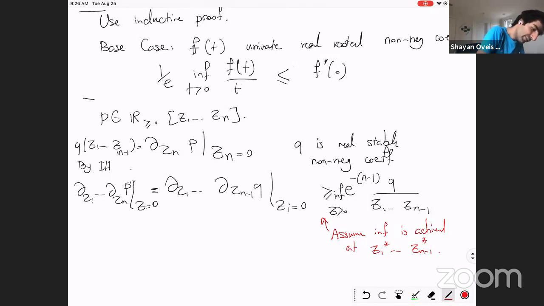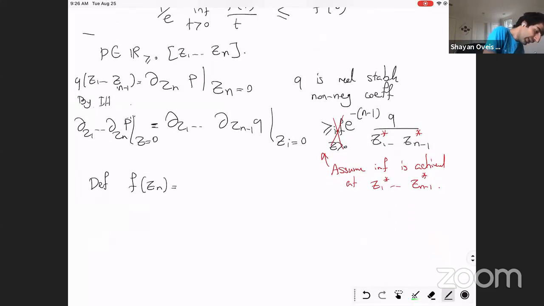So I just drop the inf and put a star here. Good. Now let me continue. Define f of zn to be q of z1 star up to zn minus 1 star, comma zn.